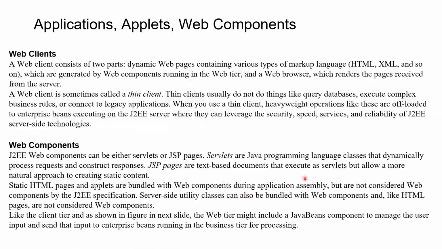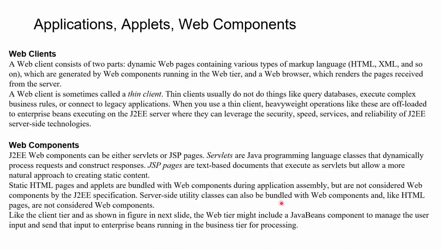JSPs, or Java server pages, are text-based documents that are part of or are related to servlets, but allow a more natural approach to creating static content. So when they're built, they look more like web pages and do contain static content. It's not all dynamic code that responds to requests.